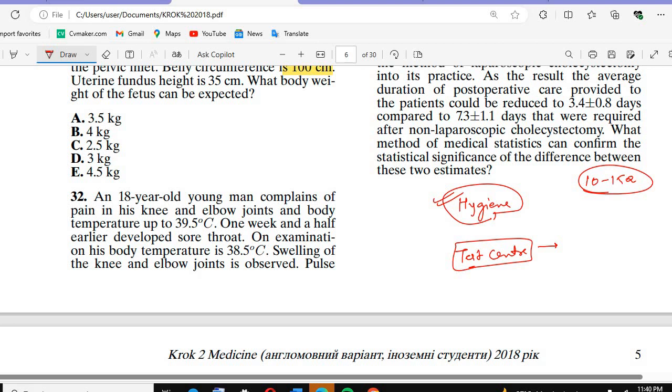So if some question would be there about the incidence, prevalence, and some question you can get on the hygiene about the pneumoconiosis. Okay, that is also included in the hygiene topic. So just revise all the questions from the test center. If you're not able to understand anything in the hygiene, do it, mug it up.